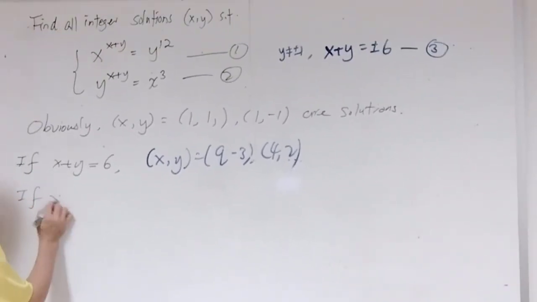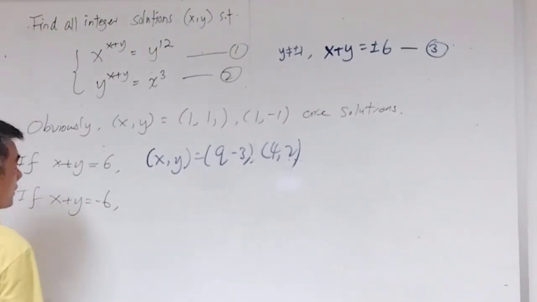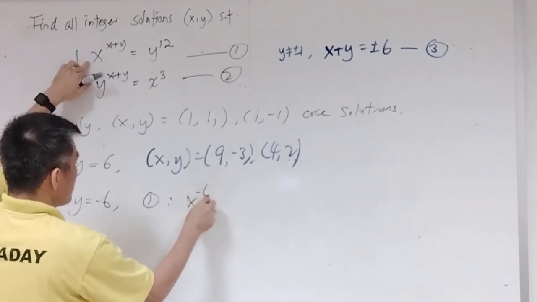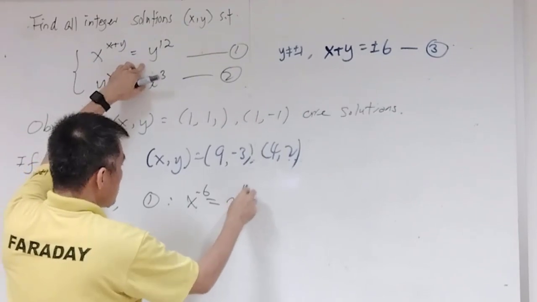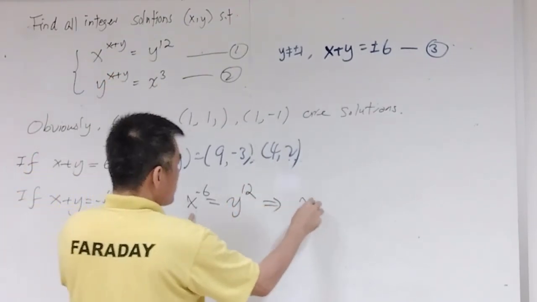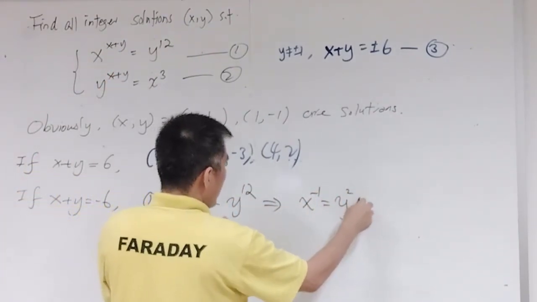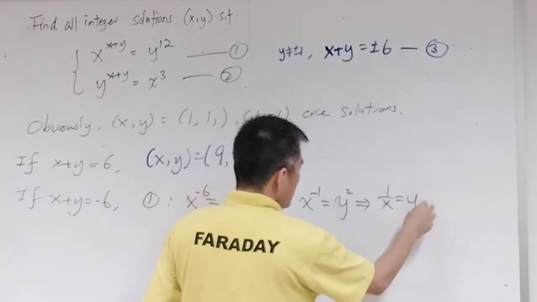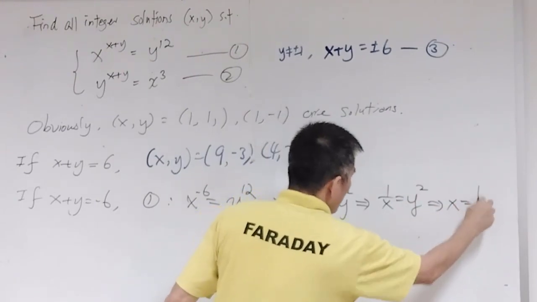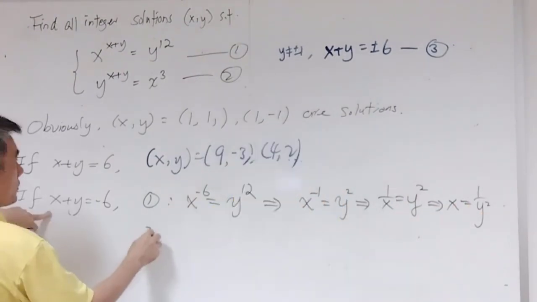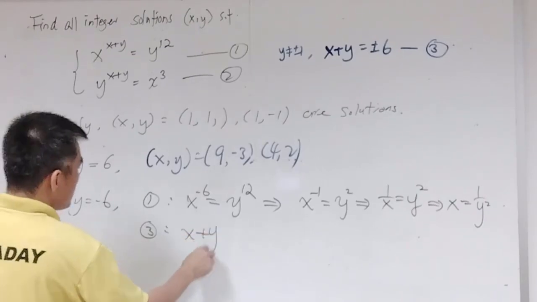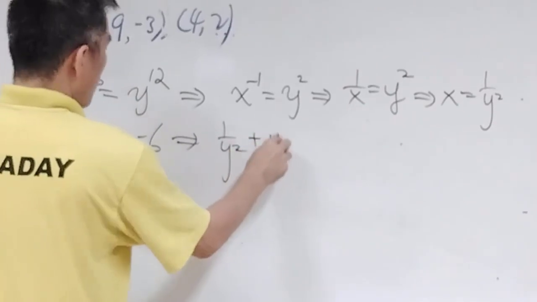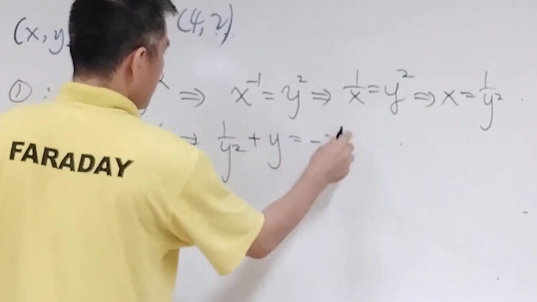Then if x plus y equals negative 6, then from 1, x to the power of negative 6 equals y to the power of 12. And therefore, x to the power of negative 1 equals y squared. So this means that 1 over x equals y squared, and x equals 1 over y squared. From 3, x plus y equals negative 6. So 1 over y squared plus y equals negative 6.